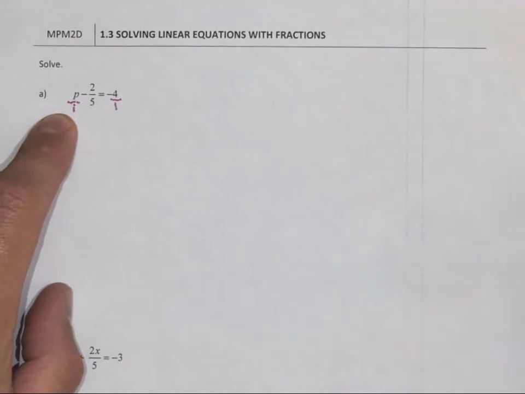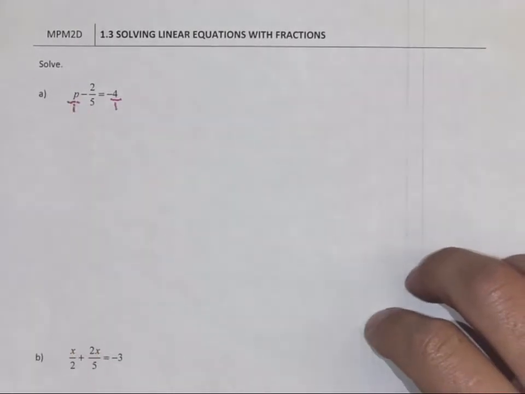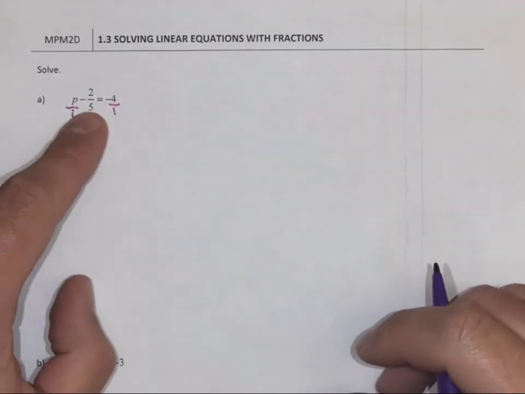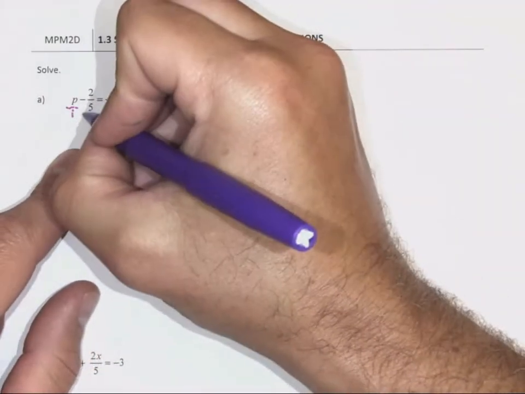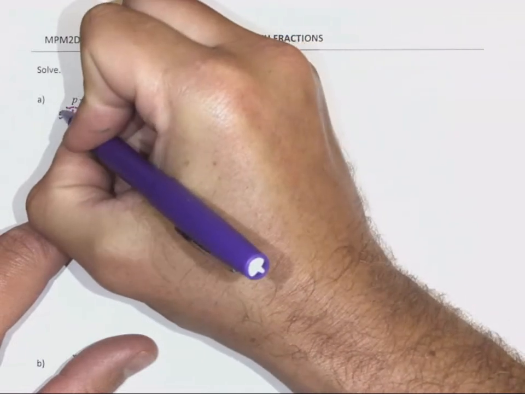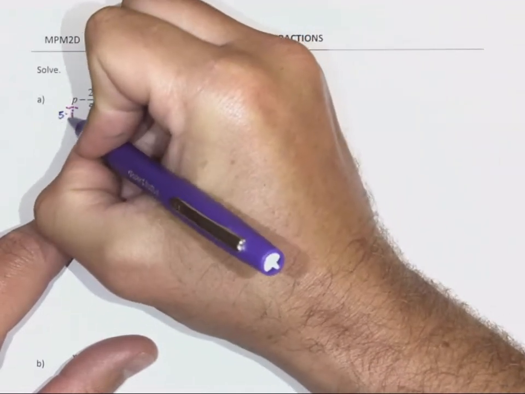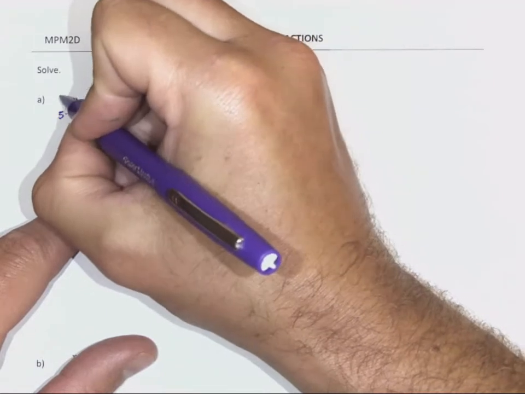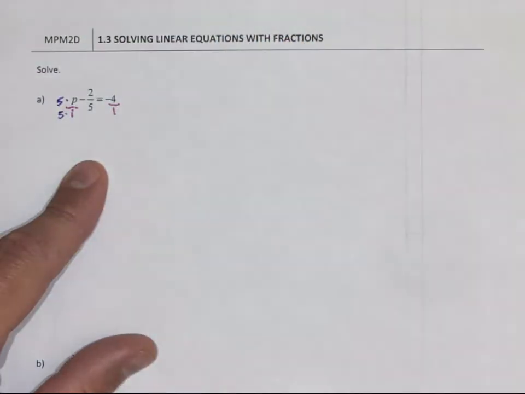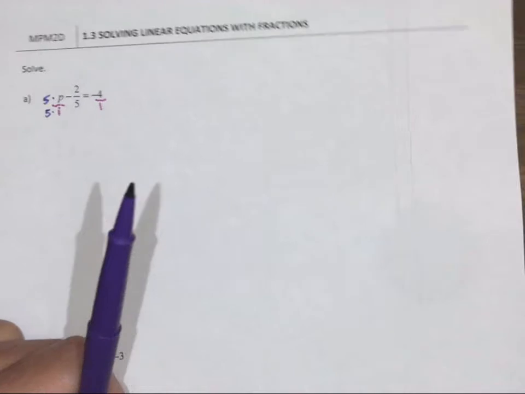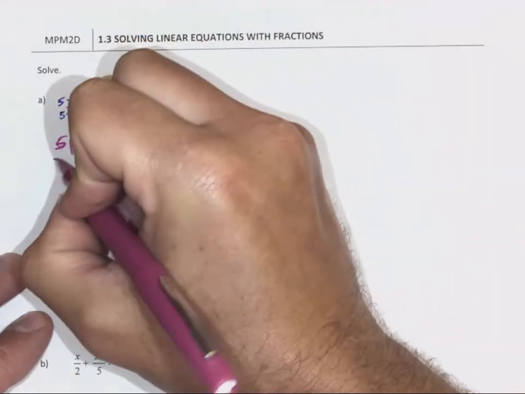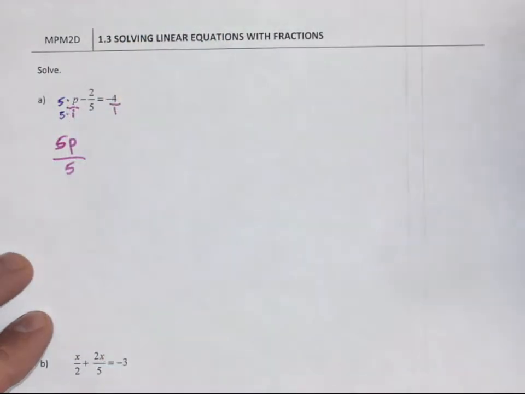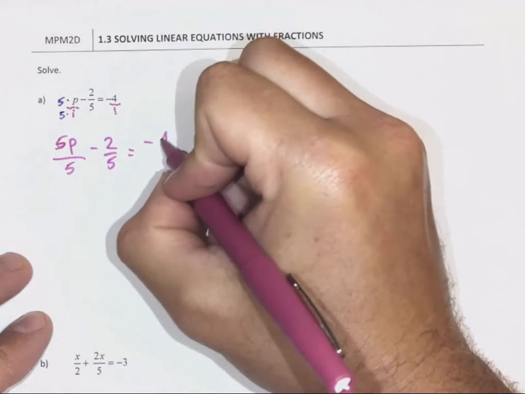So we need to get this to be one fraction. To add or subtract fractions, we need a common denominator. So p over 1, what is it in terms of 5? To get that, we'll say the bottom times 5, but because we've increased the bottom 5 times, we want to increase the top 5 times. So 5 times p is 5p. 5 times 1 is 5. And we're going to subtract 2 over 5. And all of that is equal to -4 over 1.